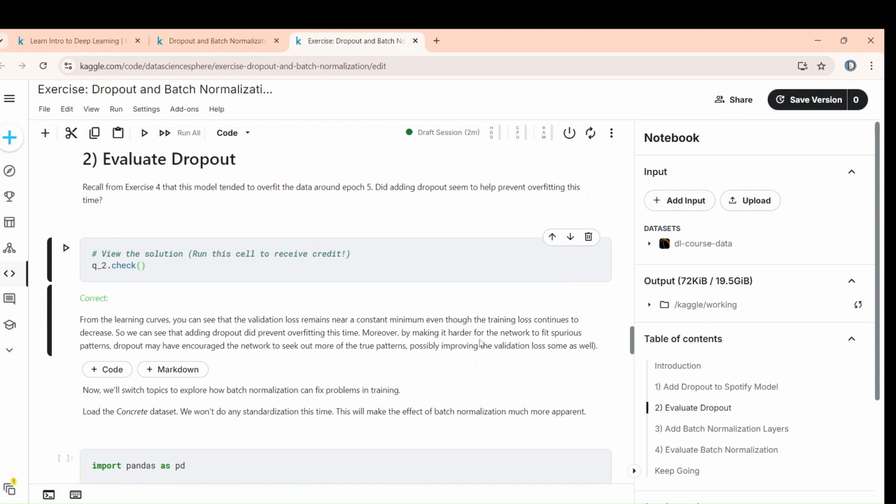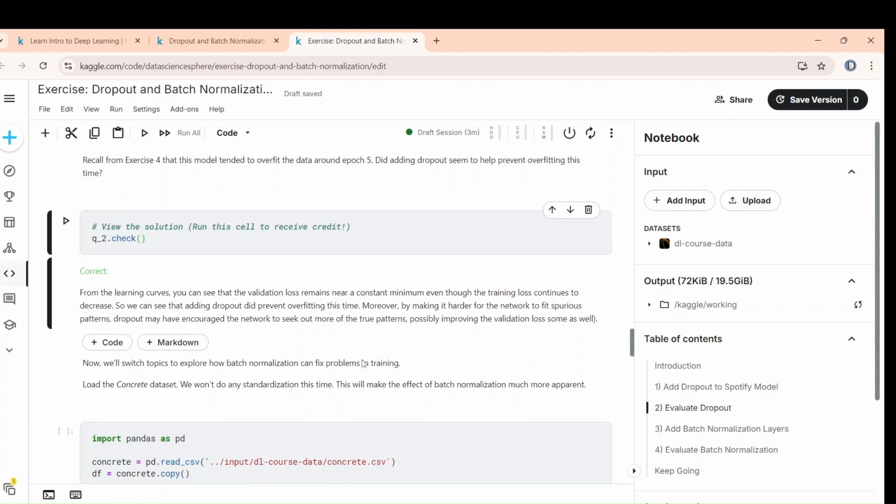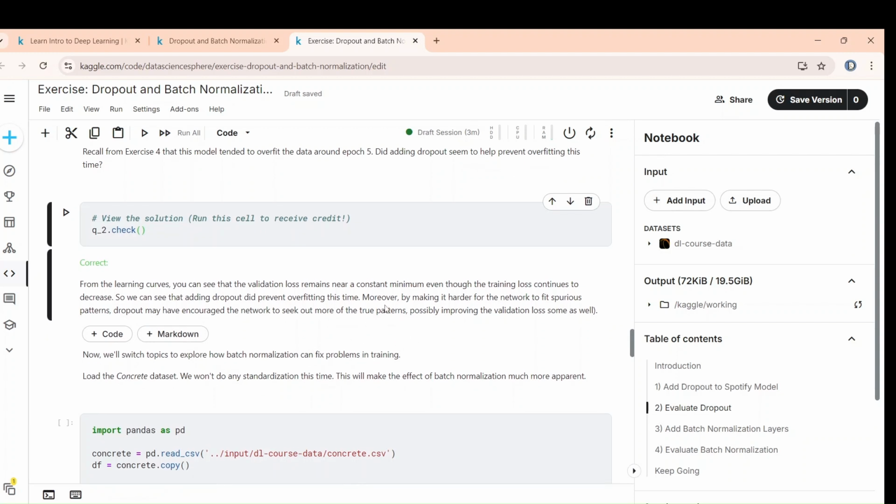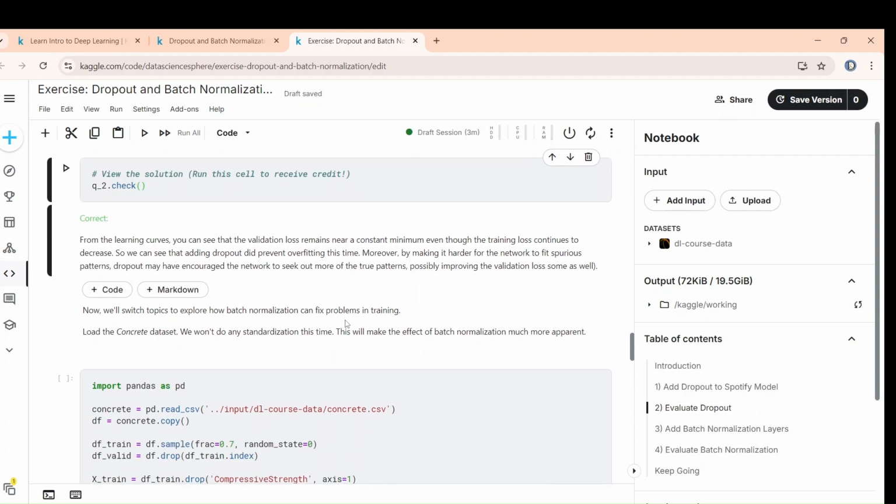Moreover, by making it harder for the network to fit spurious patterns, dropout may have encouraged the network to seek out more of the true patterns. Exactly. So don't just learn the spurious patterns. Instead, use a committee of smaller networks and try to find the true patterns.